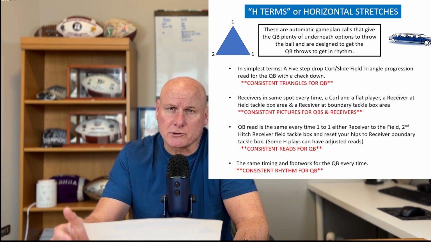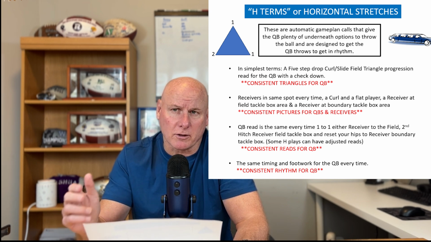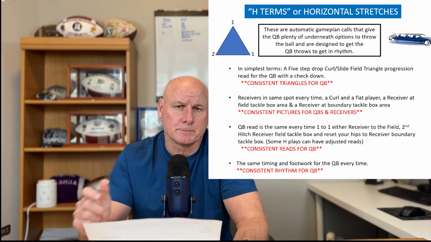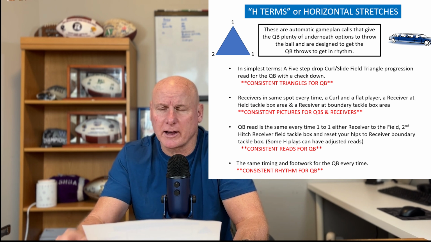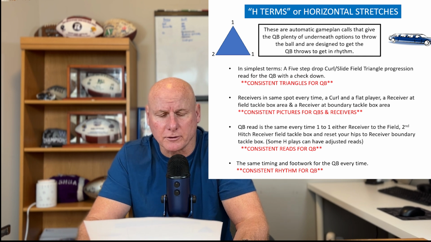He takes a 3-step drop. At the top of his drop, he's either going to throw the curl or the flat. Second hitch, he's going to go ahead and find the last part of the triangle, which is his check down, or he's going to flip his hips and find the other check down.